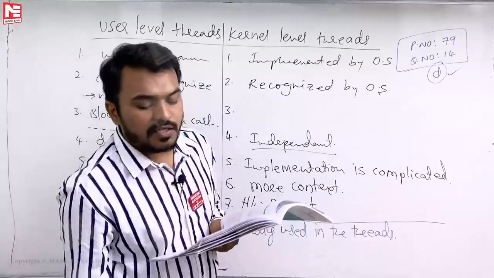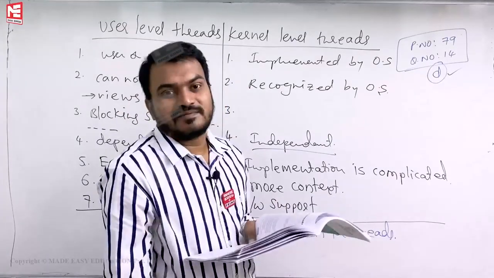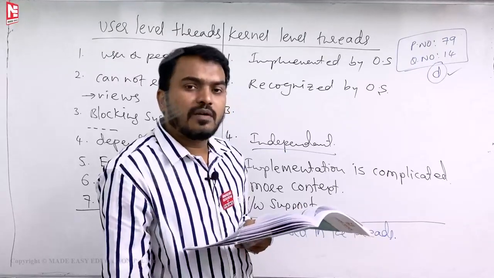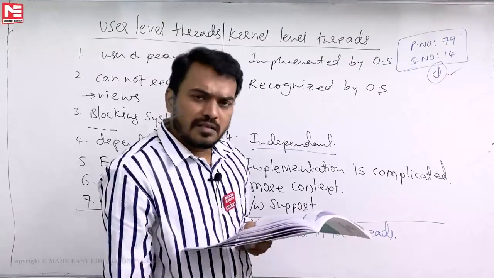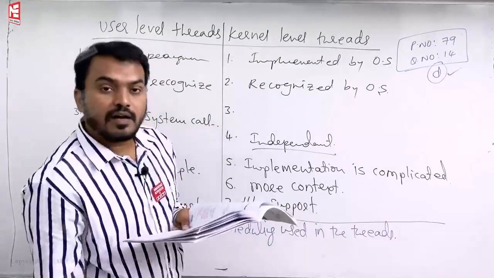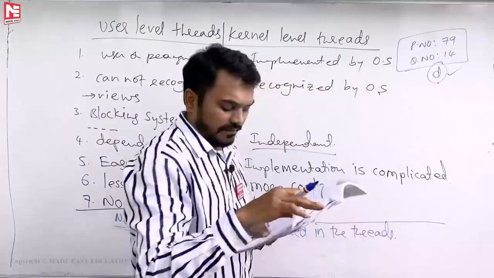Next, go to option D. Blocking one kernel level thread blocks all the related threads. Now tell me, in kernel level, if one thread is blocked, will all the threads block or will the other thread continue? The other thread will continue. So that is a false statement. The question asks for the false statement, so the right answer is D.